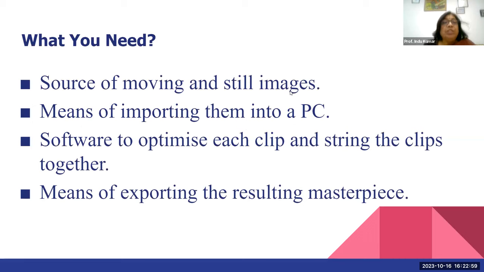So what do we need for that? We need a source of moving and still images, a means of importing them into a PC, then software to optimize each clip and string the clips together. This process will be demonstrated too. We will be demonstrating a software called OpenShot Video Editor, in which you will have hands-on experience in audio-video program production. Then a means of exporting the resulting masterpiece onto our PC. So these are the four important things that we need for any program production. Next.